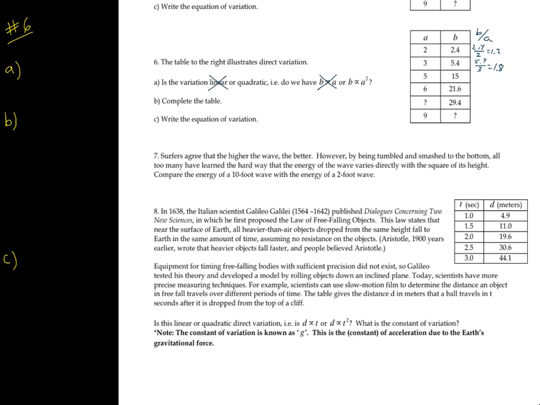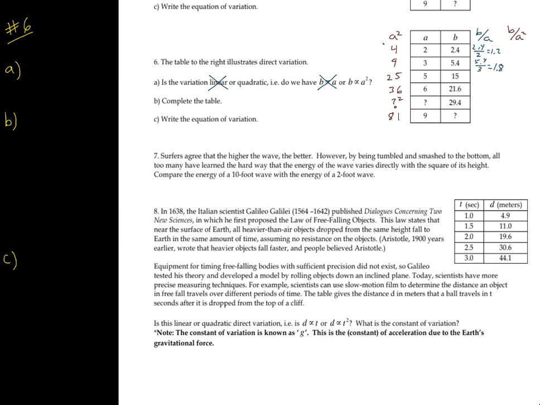So what about quadratic? Is it quadratic? Well, let's check that out. Over here, we can do b over a squared, and just to help us organize our work, I'll make a little a squared column here. So this is going to be 4, 9, 25, 36. I'm going to just put question mark squared, I don't know what that is yet. And then the last one would be an 81.